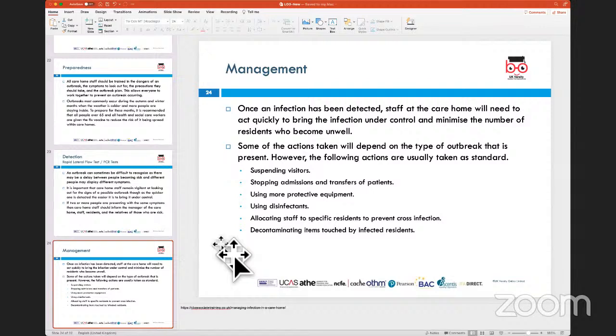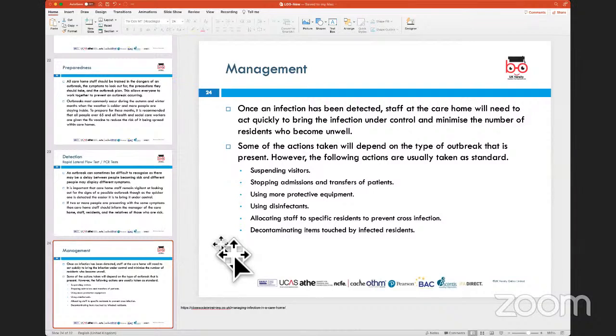So, for example, a complete ban on and suspension of visitors coming to the care home to visit their elderly. So visits were totally stopped. Transfer of patients from hospital to care home and care home to hospitals was totally stopped. The use of protective equipment was made mandatory. Disinfectants, of different types, in different settings, were introduced, and they became mandatory to be used by the staff who were providing these services to patients.